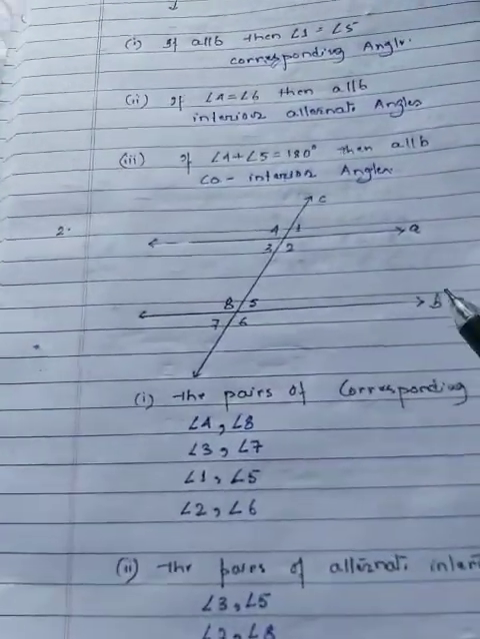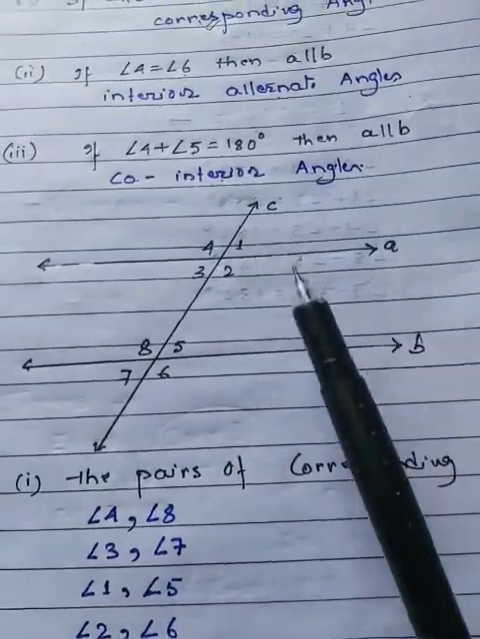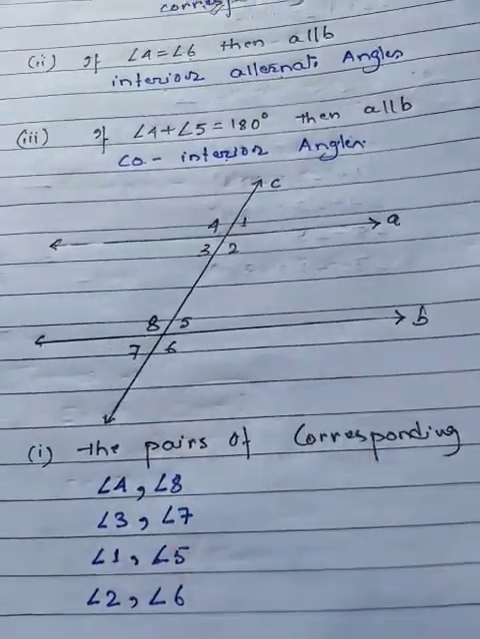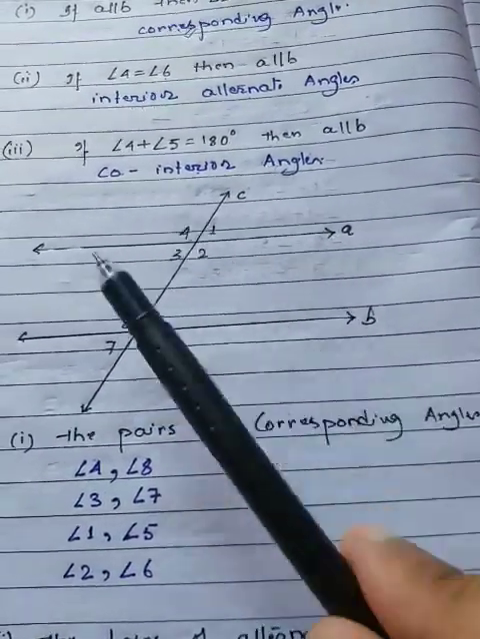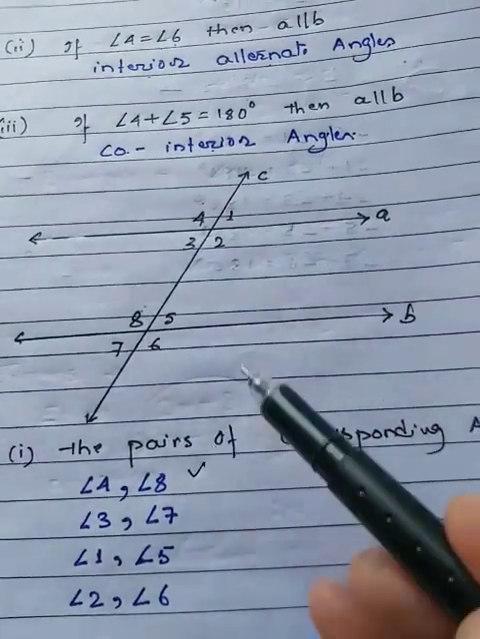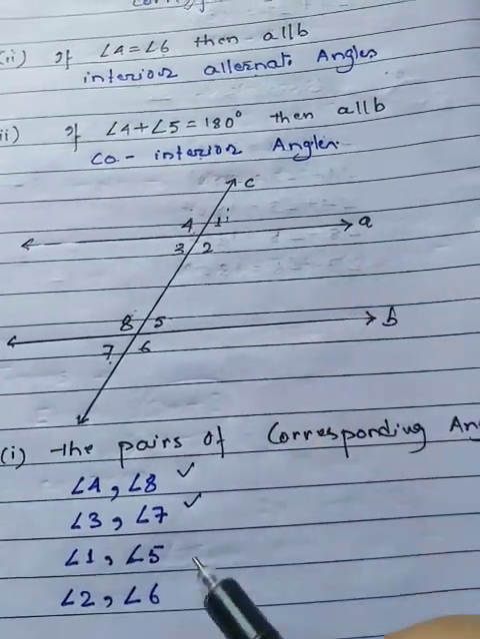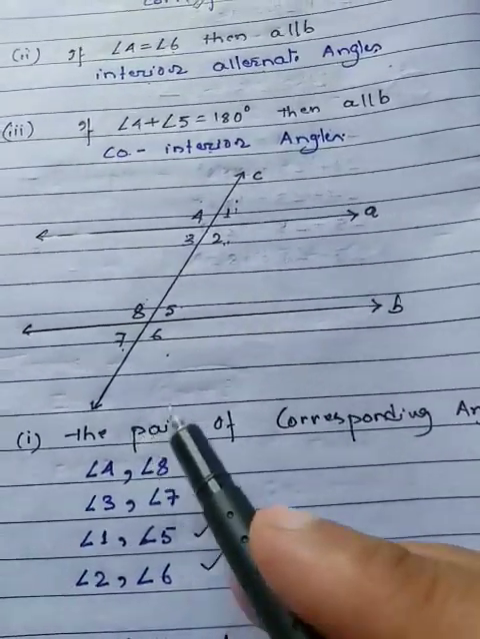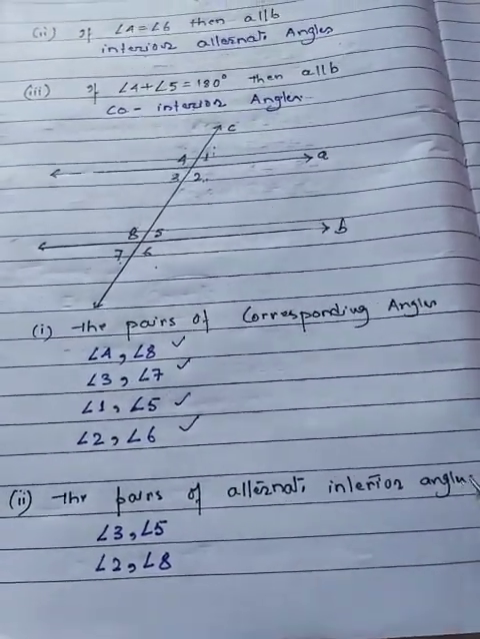Let's go to the second sum now. Again they have given one figure, C. So A and B are parallel to each other, C is a transversal line. These angles are forming, that is 1, 2, 3, 4, 5, 6, 7, 8. Now you have to name the pairs of corresponding angles. Now which pairs are corresponding angles? So students, see what I have written. 4 and 8 are corresponding angles. 3 and 7, 1 and 5, 2 and 6 are corresponding angles. So these are all the pairs of corresponding angles according to this figure. Now you have to say the pairs of alternate interior angles.